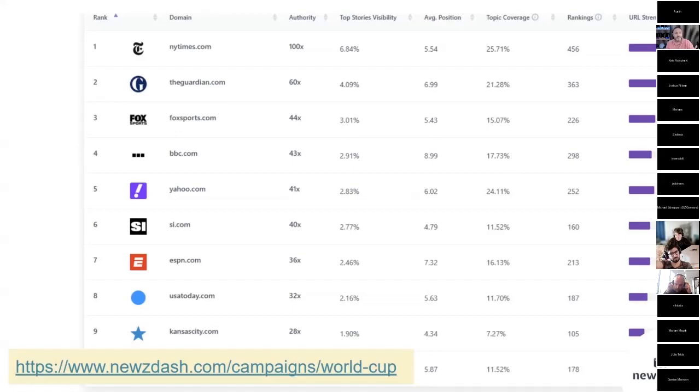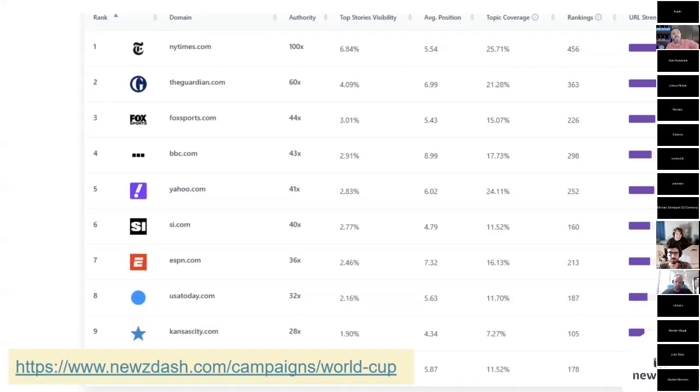And you can see, I was surprised, New York Times so far, because there is a lot of stuff going around the World Cup, political stuff, right? New York Times now is really owning the World Cup. The Guardian, and then the very first sports site is actually Fox Sports. You have BBC, Yahoo, SI, ESPN, and so on, right? I'm glad actually that 4 out of the 10 are our clients.